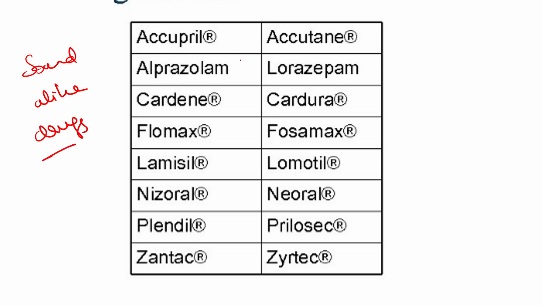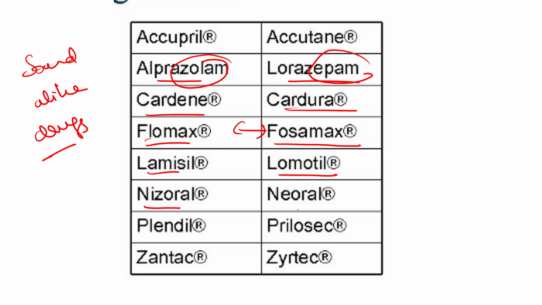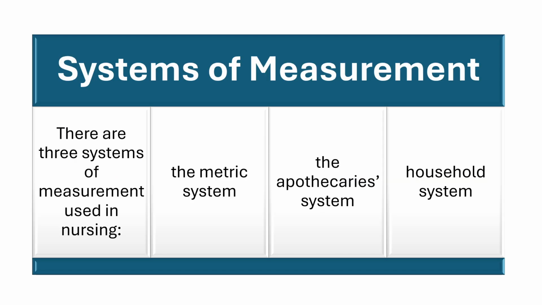Sound-alike drugs means, see, alprazolam and lorazepam, they sound alike. Then Cardin, Cardura, Flomax, Fosamax, see, they both sound similar, but these are two different drugs. Lamisil, Lomotil, Nizoral, Neoral, Plendil, Prilosec, Zantac and Zyrtec. So these are called sound-alike drugs. So never confuse yourself whenever you are administering these medications.